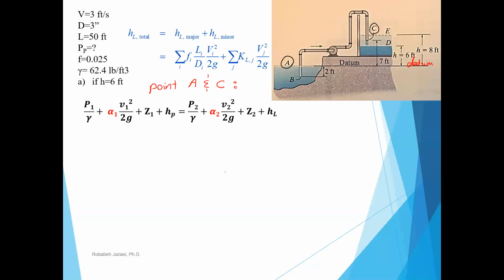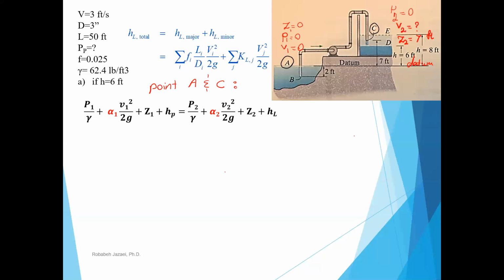What is the pressure at A? It is 0 because it's open to atmosphere. What is the velocity at A? It's 0 because it's a large surface. What is the elevation? Elevation is also 0. How about point 2 or point C? What's the pressure? It's open to atmosphere, so it's 0. What is the velocity at point 2? I don't know. And the elevation at point 2 is 7 feet. So I have everything I need.